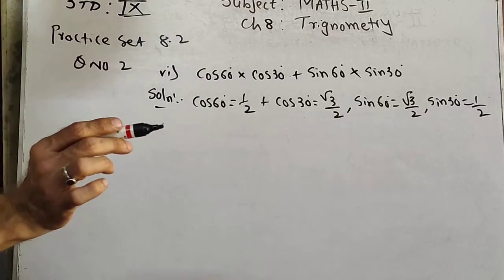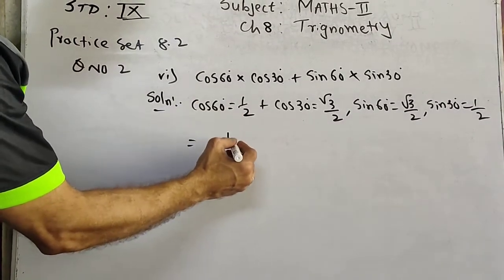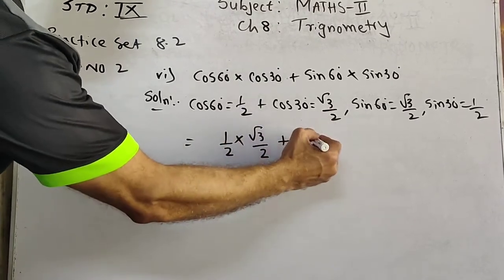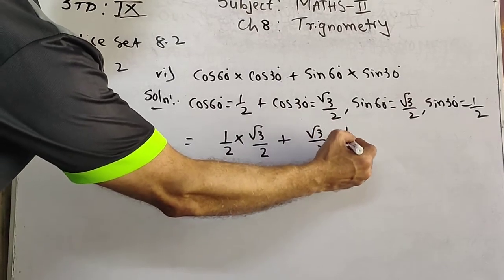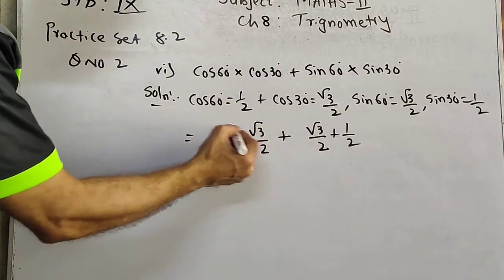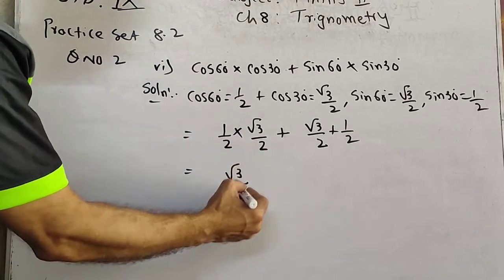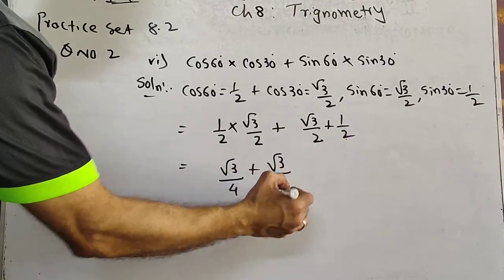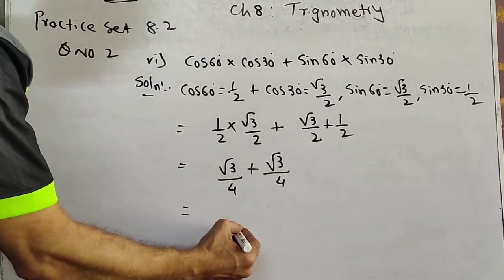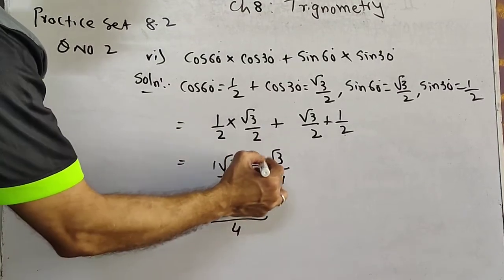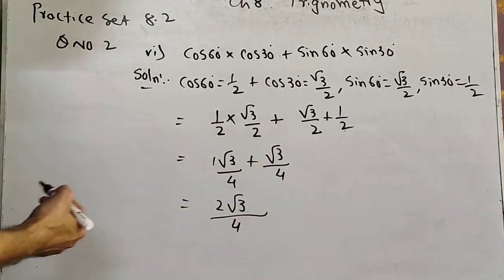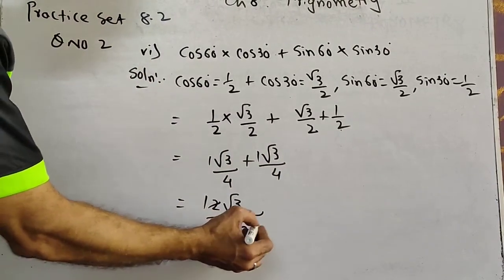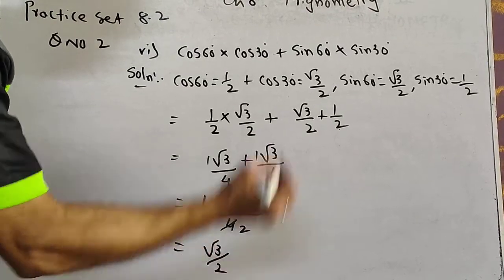Table you should know. Now cos 60 is 1 upon 2, so 1 upon 2 into root 3 upon 2 plus root 3 upon 2 into 1 upon 2. So root 3 ones are root 3, 2 twos are 4. Root 3 ones are root 3, 2 twos are 4. Now denominator is same, so I am writing same 4. 1 plus 1 will be 2 root 3. 2 ones are 2, 2 twos are 4. Your answer is root 3 upon 2.